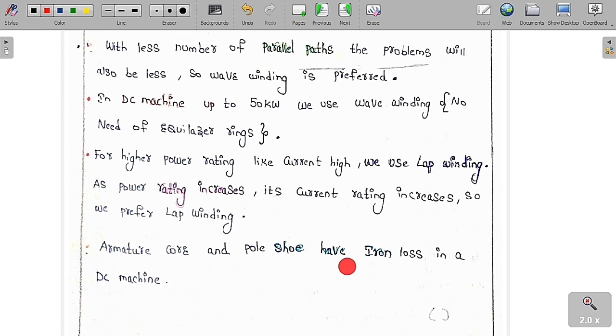The armature core and pole shoe have the iron loss in a DC machine. I have already told you that the yoke is not laminated, but the poles are laminated and the armature core is also laminated. So definitely the armature core and pole shoe will have the iron losses in a DC machine.